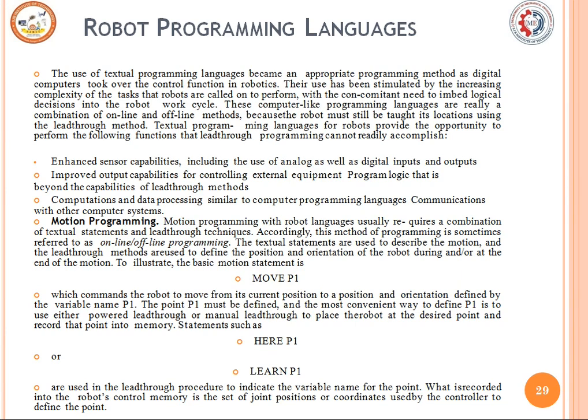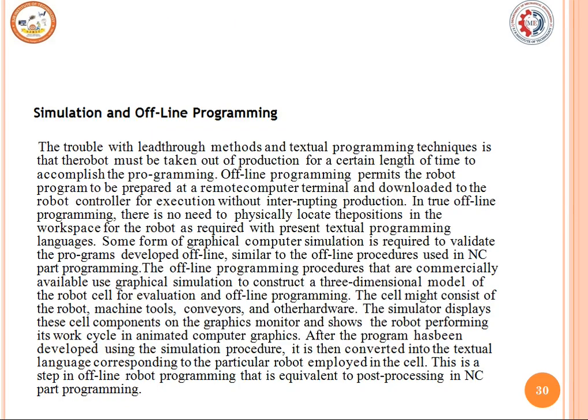So there are various robot programming languages. One is motion programming, which may be online or offline. You are going to tell what motion it has to do, like move, go to a point, learn a particular point. You can use different instructions which the robot will be able to understand.